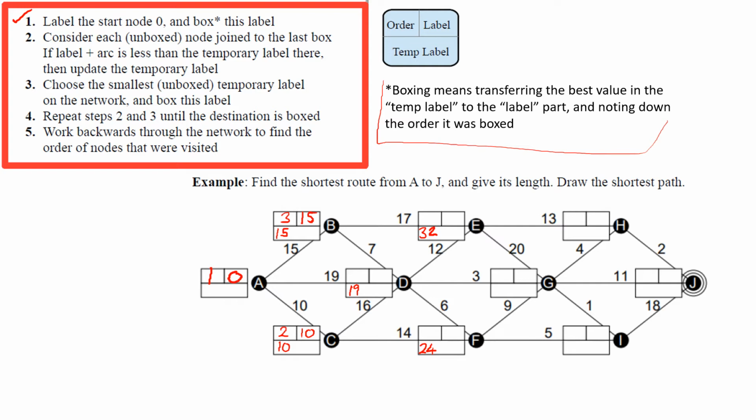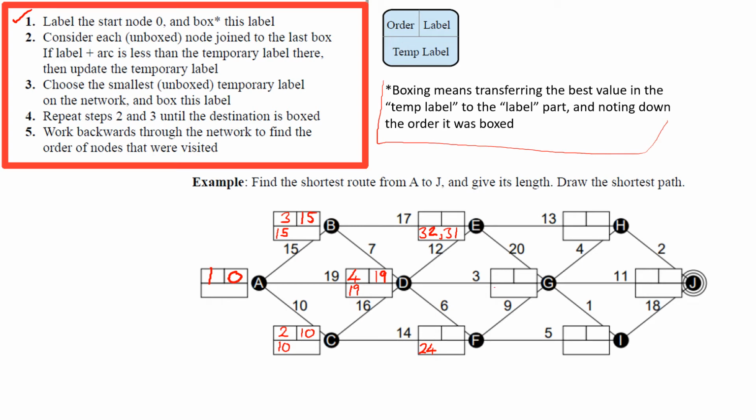Go to step 3 again. We're going to box off D this time, so 4 and 19. And we'll consider the arcs that come from D. So that's E, G, and F. So E is the first one where we're going to actually update a temporary label. 19 plus 12 gives you 31. So we're not going to cross through that 32. We still need to show evidence that we considered it once, but we're now going to upgrade that temporary label to 31.